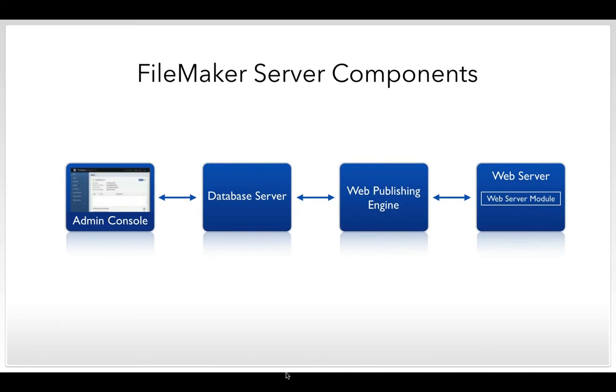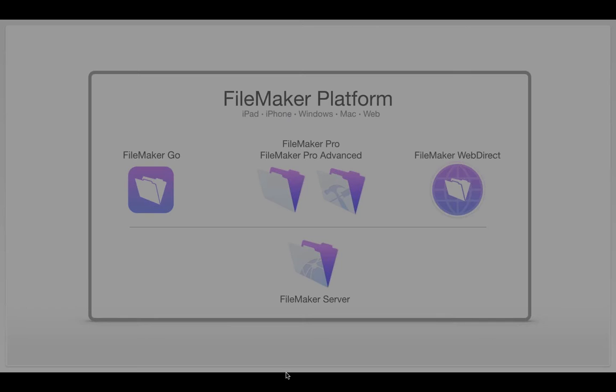To communicate with the web publishing engine, it uses a piece of software that we call the web server module. And finally, if you wish to be able to use PHP to display data on the web browser, the PHP API needs to be installed on the web server to be able to understand your PHP code. This API, you can find it in our web.